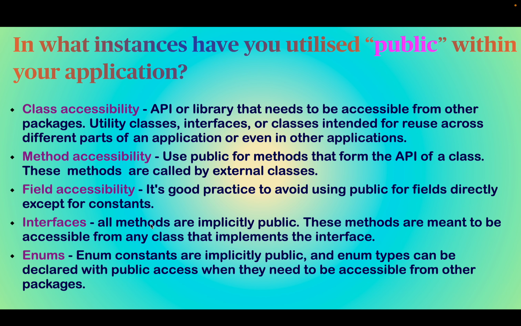Next, for the interfaces. As we all know, all the methods in the interfaces are implicitly public. So these methods will be implemented by the class that is overriding it. And next comes the enums. The constants in the enums are by default public, but if we want to declare the entire enum as public, yes, we can do that by providing the public keyword. But other than that, the constants that are defined in the enums are public by default.